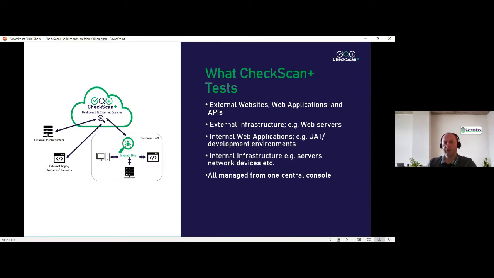So what can we test? We can test a wide range of things: external websites, web applications, APIs, external infrastructure, such as web servers. We can also scan internal web applications, UAT and development environments, internal infrastructure, such as servers and network devices. And we can do all of this from one central console.